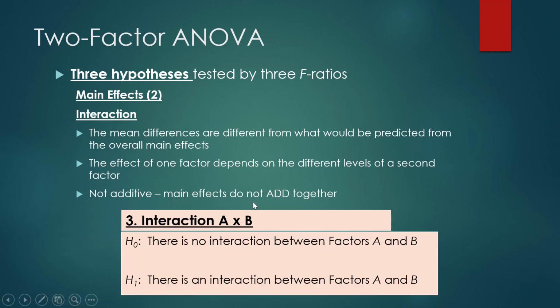So our hypothesis would be, for the null hypothesis, that there is no interaction between factors A and B. And the alternative would say that there is an interaction between A and B. And you can't state all of the different potential interactions, so that's why it's just there is an interaction.